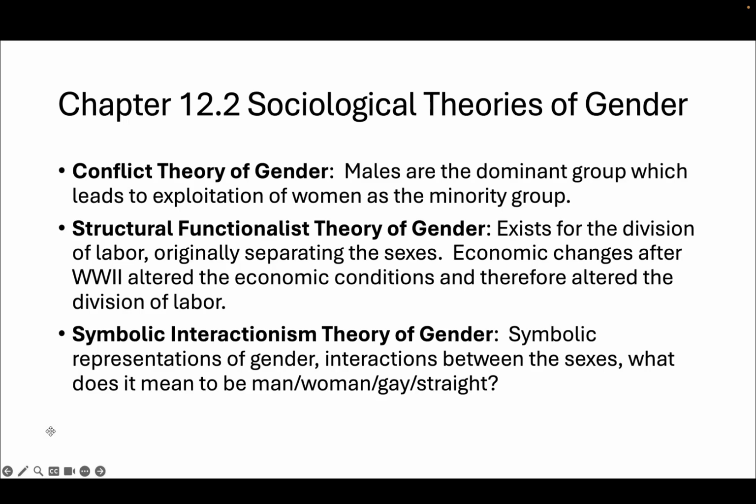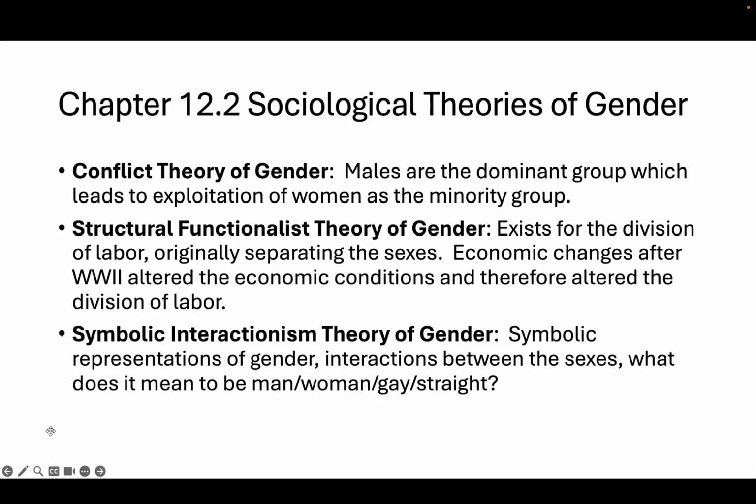All right. Whereas the structural functionalist theory of gender, the idea being that gender exists for the division of labor, right? So this originally would have separated the sexes. But then there were economic changes after World War II where this separation of labor really didn't work anymore and you really needed those two incomes. So that's what altered the division of labor, and that's how we get modern women's movements and all that kind of thing. So that's where the structural functionalists are going.